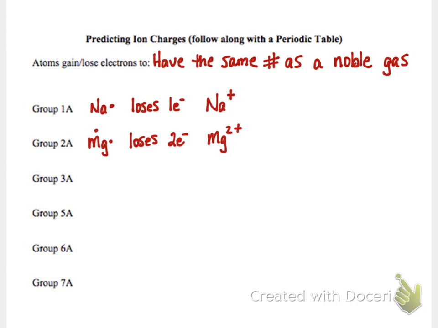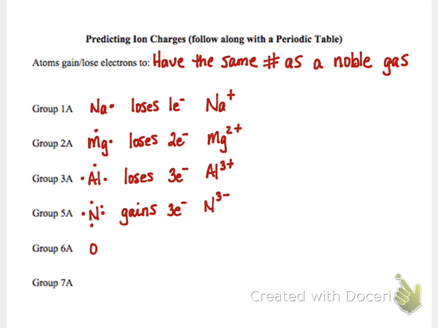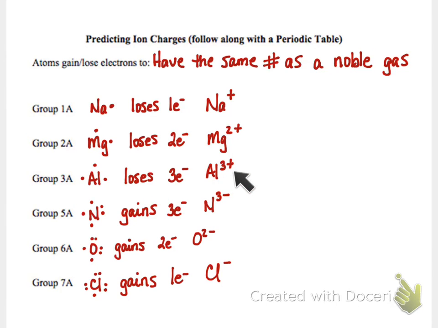So group 2A, of which magnesium is in that group, alkaline earth metals, has two outer electrons, two valence electrons. It's going to lose these two electrons and have a charge of +2. Following along in that trend, aluminum is group 3A. It's going to lose 3 electrons and have a charge of +3. But then something different happens.